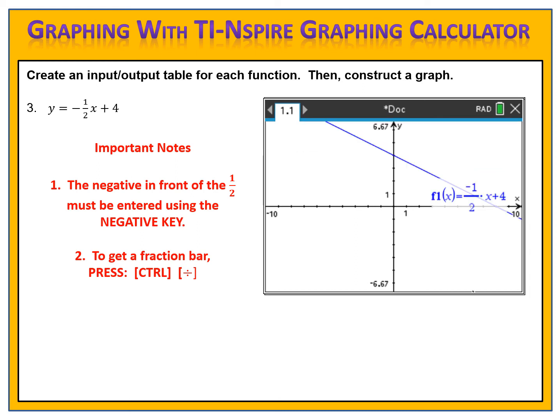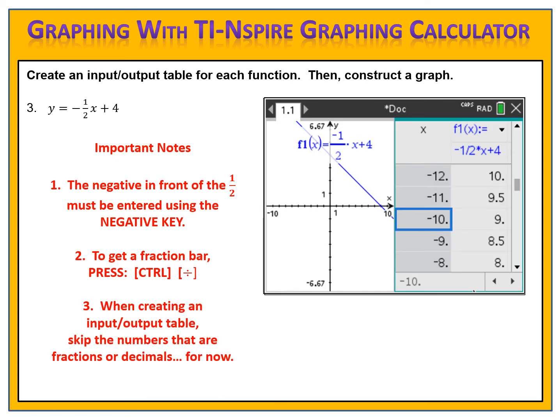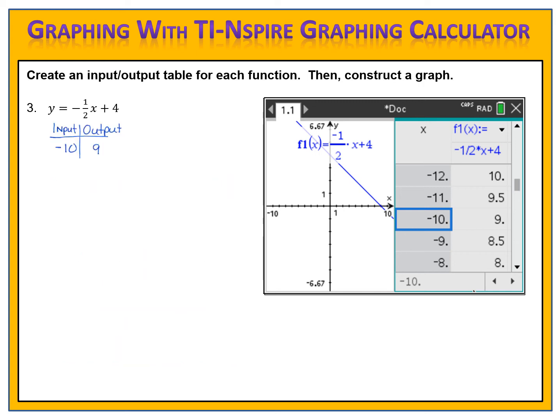The last piece of advice that I have for you is when you create your input and output table. When you create your input and output table, skip the numbers that are fractions or decimals for now. We're only interested in the integers. So we press Control-T to pull up our input and output table, and we go up to the input -10. Notice in this table we have some decimal values. -10, 9 is a good point, so I put that in my table. But then notice I have -9, 8.5. I'm not interested in the decimals, so I'll skip right over that and I'll go to the next one, -8, 8. And then I'll look in the table and put the next one that involves integers.